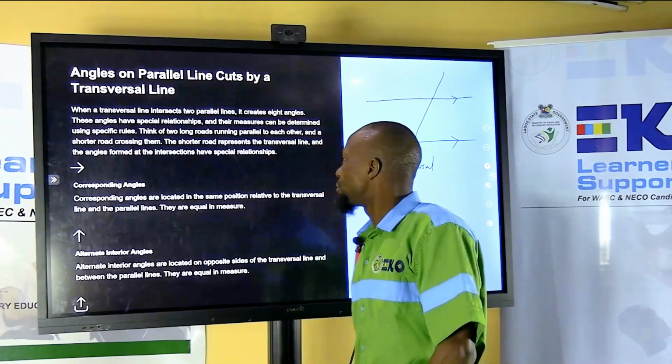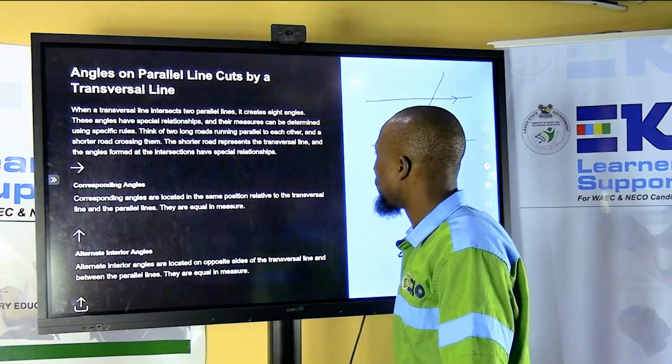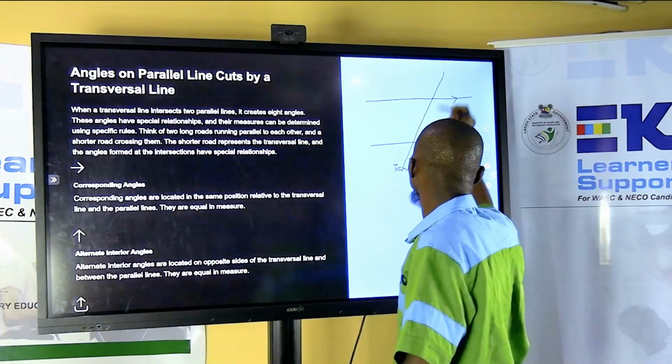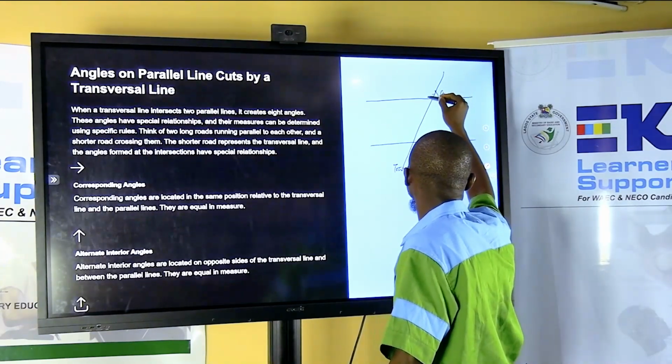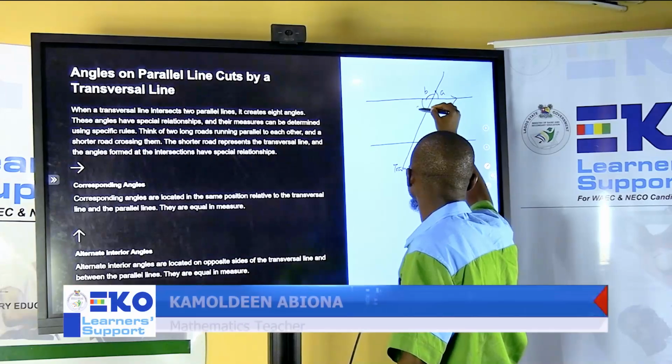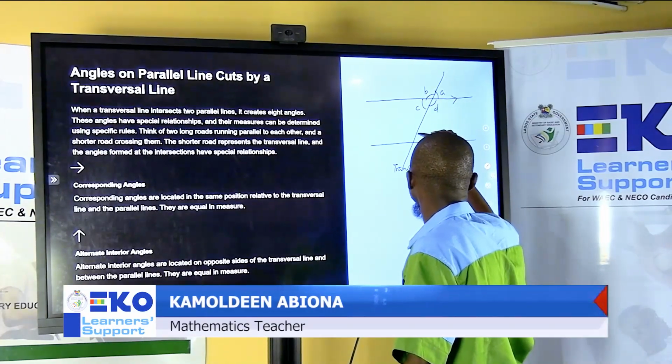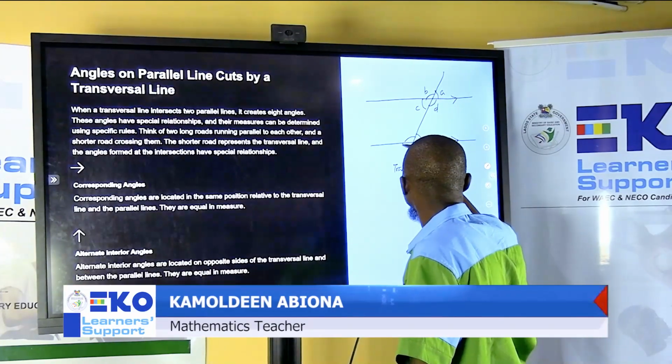So in such a case, we have some angles that are formed. This is an angle here, A. This is another angle here, B. This is another angle, C. This is another angle, D. We can also have another one here.